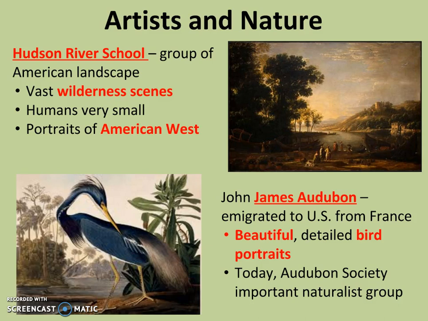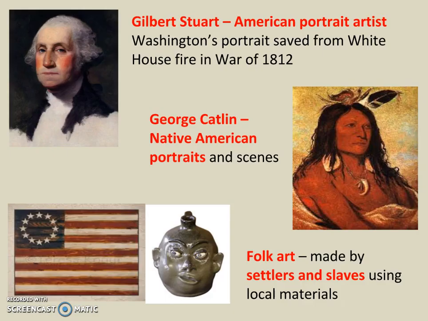Next we have John James Audubon, who came from France and immigrated to the U.S. He did detailed studies of American birds, and he painted these almost photorealistic portraits of them. And in many ways, many of these species that he painted are now extinct, so Audubon's pictures of them are the only real records we have of their existence. His paintings were very beautiful and very detailed, and many of them still exist today. And in fact, from him we get the Audubon Society, an important naturalist group, and they have several zoos, such as the Audubon Zoo in New Orleans.